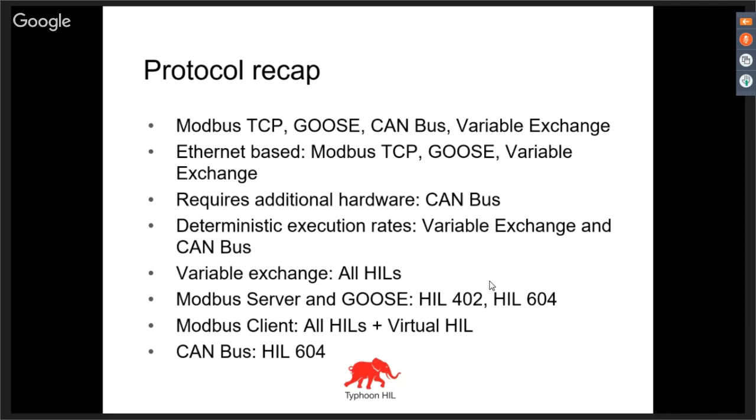on are shown below, where variable exchange can work on all HILs, Modbus Server and GOOSE can work on HIL 402 and HIL 604. Modbus Client can work on all HILs and virtual HIL, and CAN bus can work only on HIL 604. So just to make it clear, no protocol works on virtual HIL except the Modbus Client.